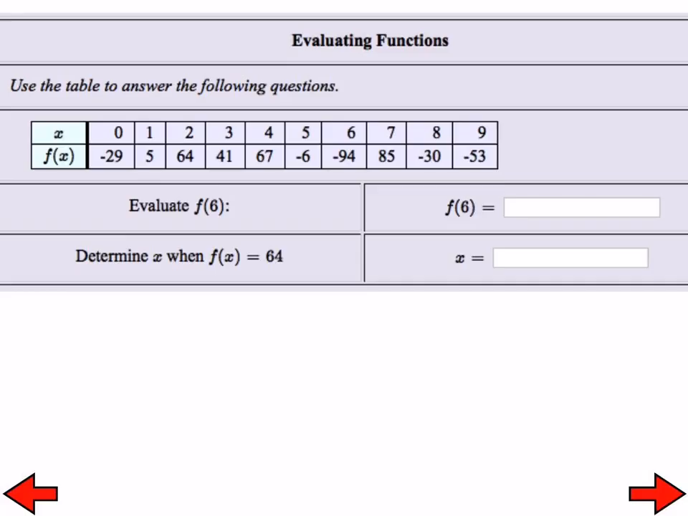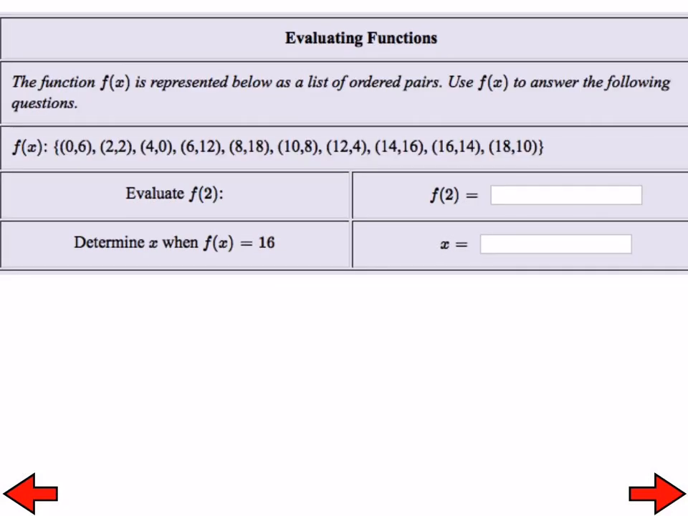Go to the last idea for today, and that is basically the same thing as number 5 and 6, but now instead of a table we have ordered pairs. So if we are evaluating f of 2, that means x is 2, so you need to locate the ordered pair that has an x value of 2 and find the f of x value. So what is f of 2? It is 2 because we're dealing right here with this ordered pair. And so when f of x equals 16, what is x? And that is this ordered pair right here. So it is 14. Go ahead and submit that one.